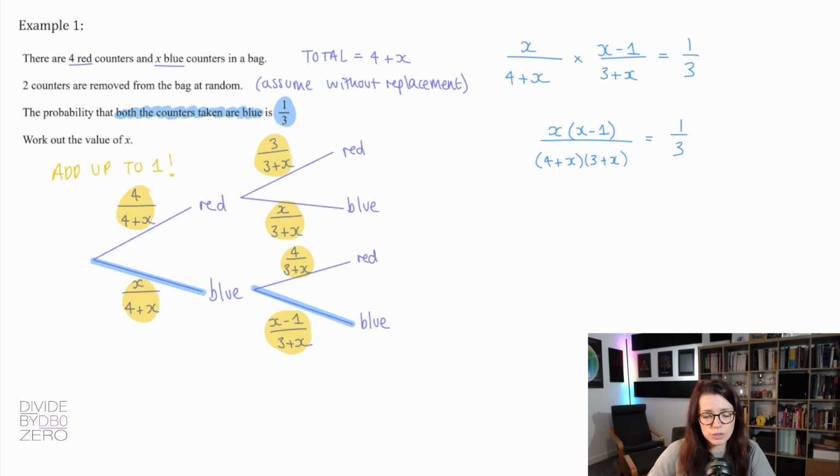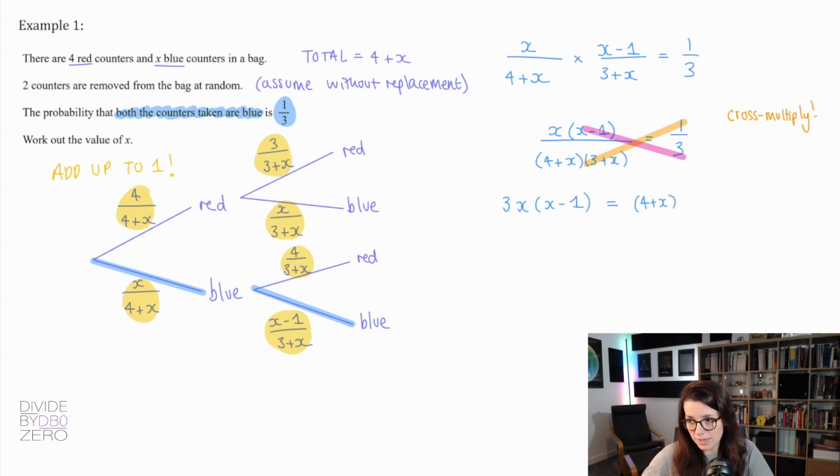Now, when you have 2 fractions that are equal to each other like this, I think the best way to do it is to cross multiply. So that's when you say that 3 times X brackets X minus 1 is going to be equal to 1 times 4 plus X, 3 plus X. So the pink things multiplied together are equal to the orange things multiplied together. That then gets rid of any fractions in the problem, which is great.